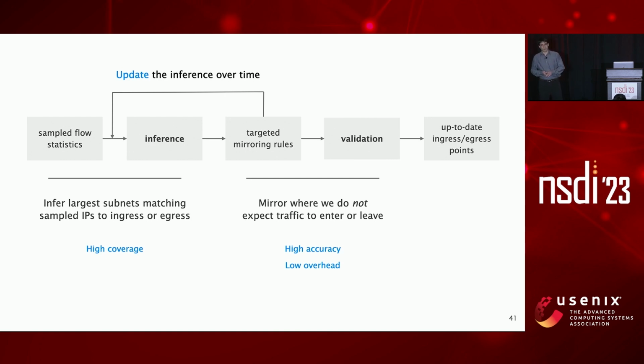Finally, you might have one question in mind. What happens about the IP space that we never sampled to begin with? Then we cannot really do any inference steps and validations. Here you can argue, yes, it's probably so little traffic that it doesn't matter. But on the other hand, one extension could be that we reserve some mirroring space to go through the IP space over time to figure out more traffic that enters or leaves the network.